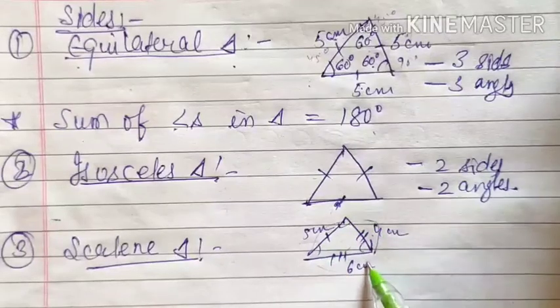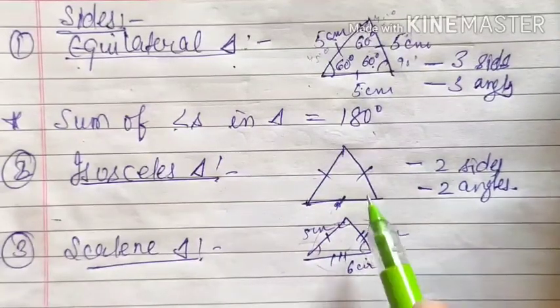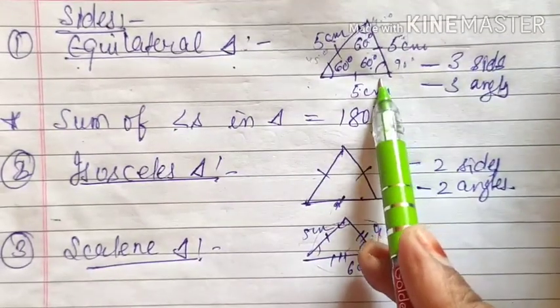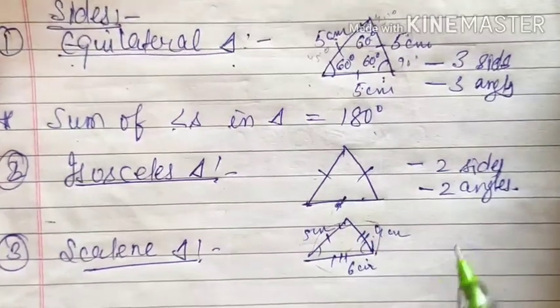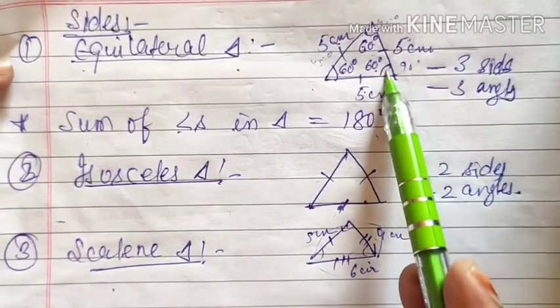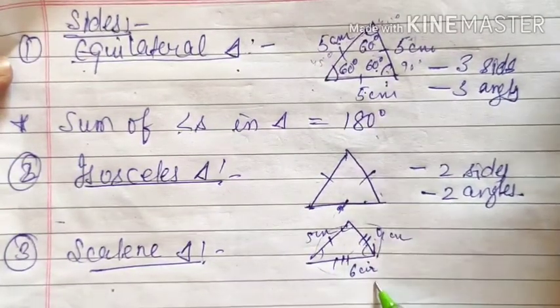But the sum will be 180 only. Here also 180, here also 180, here also 180. In any other triangle also it will be 180 only. This is on the basis of sides. That means three sides equal, two sides equal, no side equal.